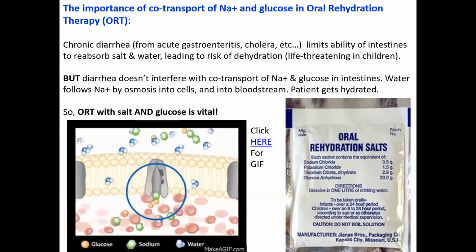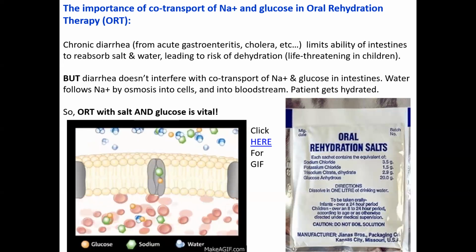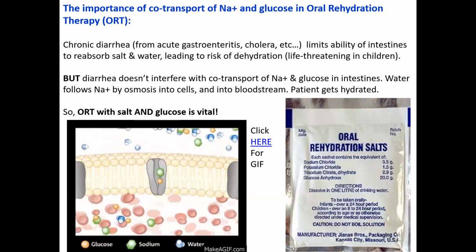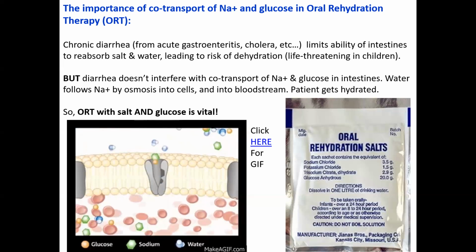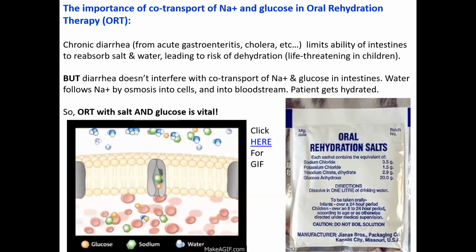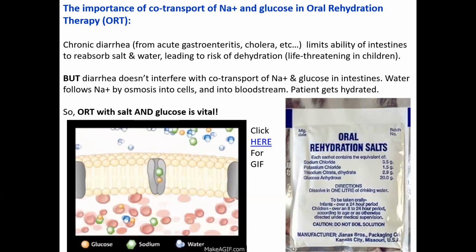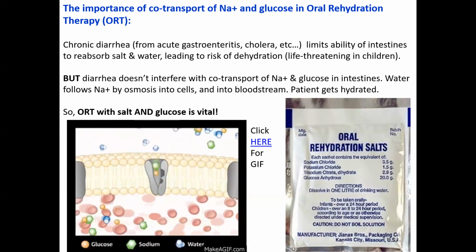So now I've talked to you about solutes moving from high to low, simple diffusion, that's like salt. And now water moving, because wherever salt goes, water's going to follow like a puppy. That's how water moves in your body. Water doesn't move in your body usually until salt moves, and then it follows it. So that's how this symport of sodium and glucose hydrates a patient better than just pure water alone.